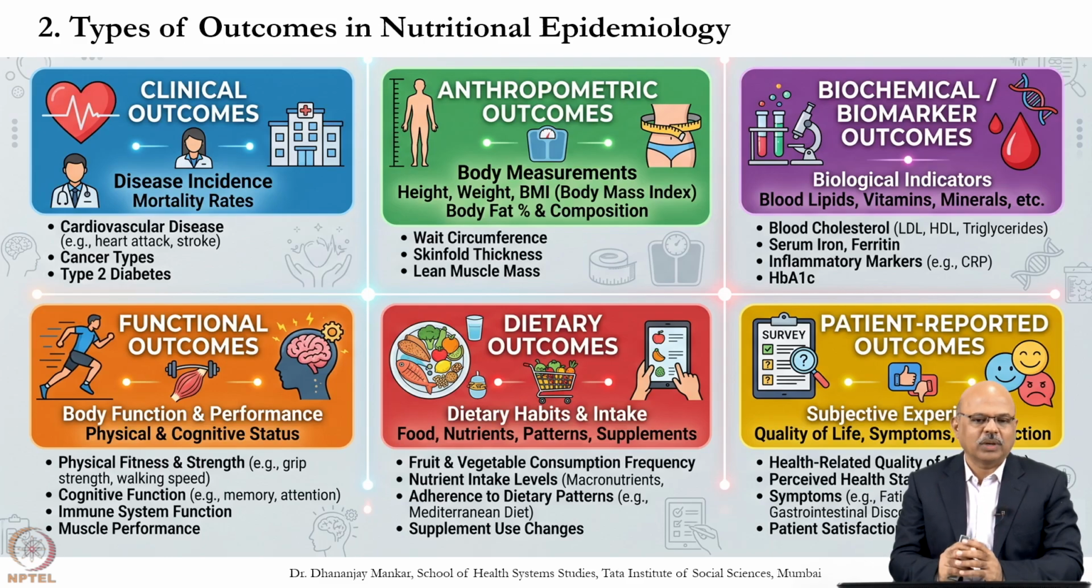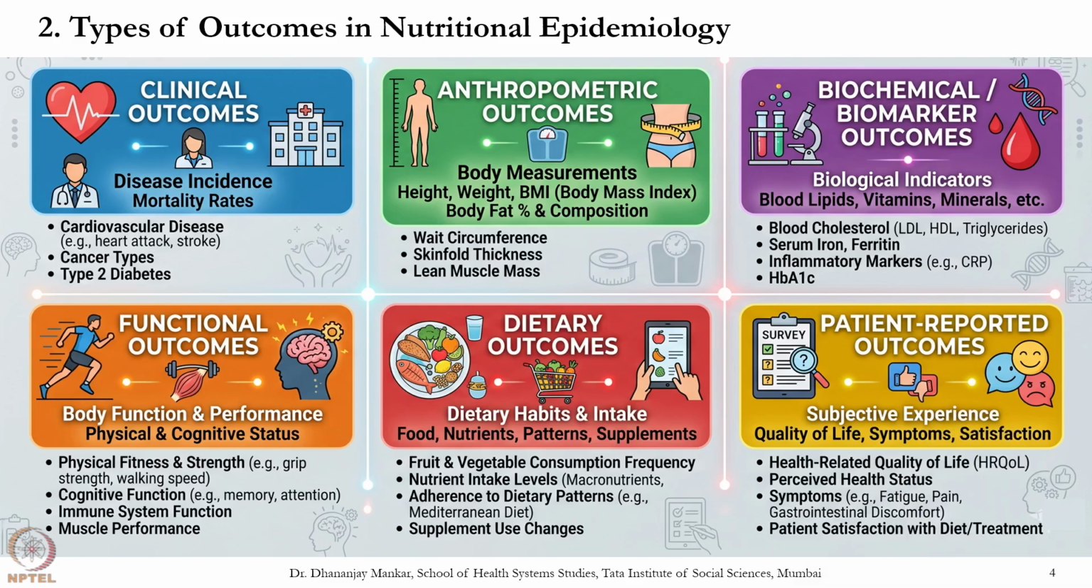Then come dietary outcomes. These are dietary habits and intake, such as food, nutrients, patterns and supplements. You can understand fruit and vegetable consumption frequency, nutritional intake level, macronutrients, micronutrients, adherence to a dietary pattern, for example the Mediterranean diet versus the DASH diet, and supplement use, taken as a single supplement or in combination, like calcium with vitamin B12 or vitamin B12 alone.